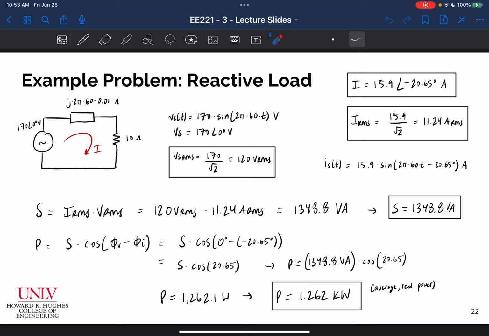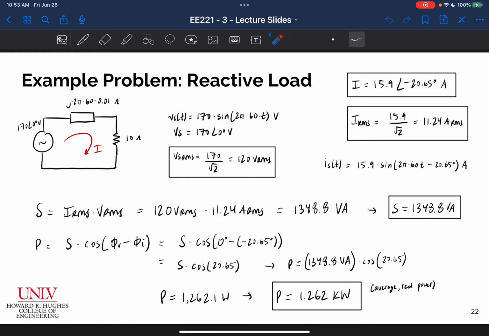All right, so in this example, we basically solved a circuit where we computed not only the apparent power here, but we also computed the average power here. And we noticed that there was a discrepancy in the magnitude of the apparent power and the magnitude of the average power.